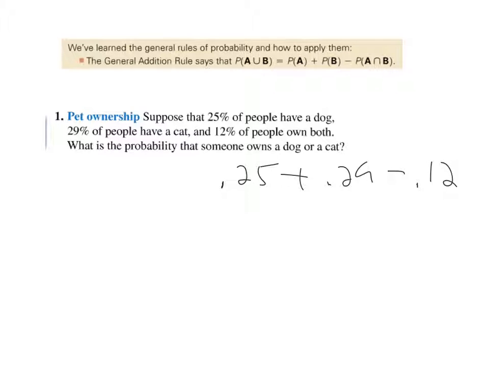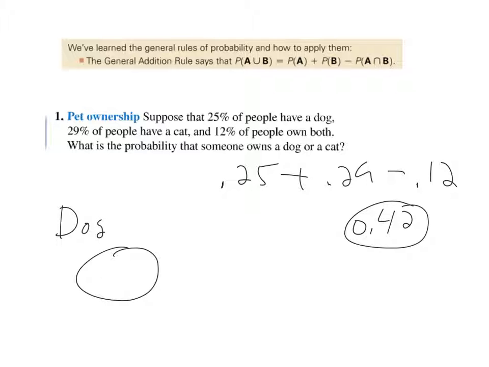And if we do that, what is that? 54 minus 12 is, what, 42? So 42%. Now, sometimes you're reading a problem and it just doesn't make any sense to you. So making a picture is always a good thing. And one good picture we can make is a Venn diagram.